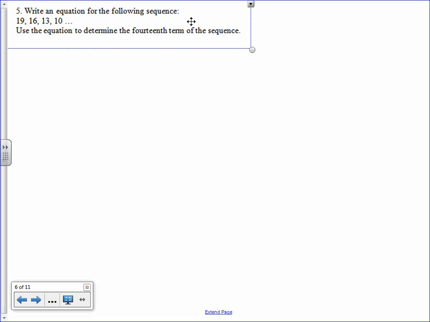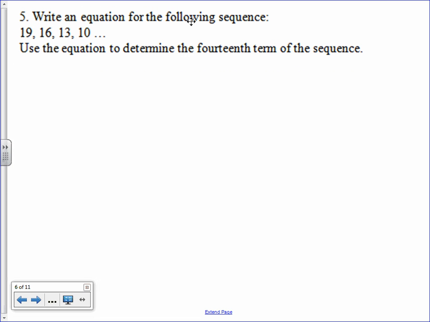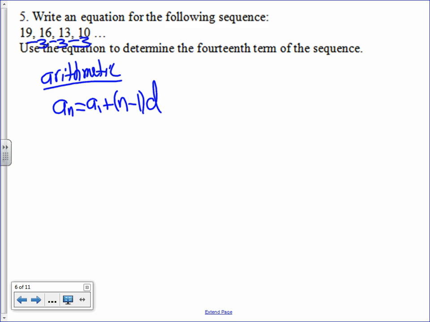Sequences. The formula is given to you on the reference sheet, but you have to first determine what type of sequence it is. Being how I'm adding negative 3, this is an arithmetic. If I was multiplying something, it would be geometric. So on the reference sheet, we're given this formula. A sub 1 is the first term, which is 19. N minus 1 is always n minus 1. D is the common difference, which is negative 3.